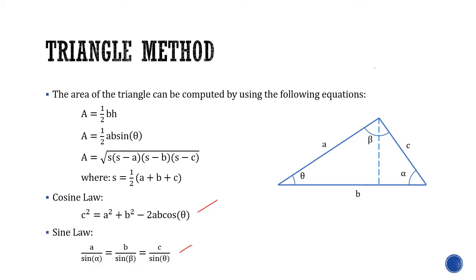Sinabi ko na sa inyo kung paano, di ba? Yung cosine law may pattern naman. Yung side sa kabilang side of the equation ay opposite doon sa angle dapat. Ganun sa cosine law. Now, paano mo malalaman if cosine law or sine law yung gagamitin?